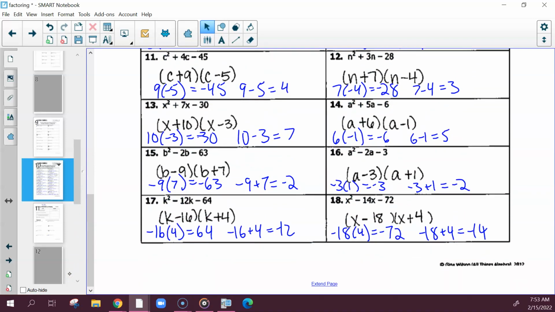17 was k minus 16, k plus 4. And 18 was x minus 18, x plus 4. Do we have questions on any of those?